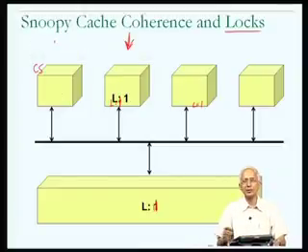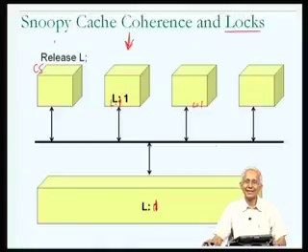But sooner or later the process which is inside the critical section will execute the release lock function, which will involve setting L equal to 0, as a result of which L will be 0 in its cache, L will be 0 in the main memory, and all the cached copies of L in other caches will disappear.